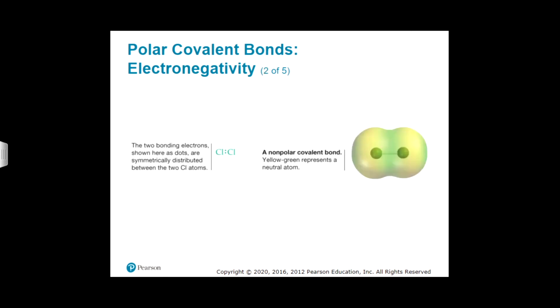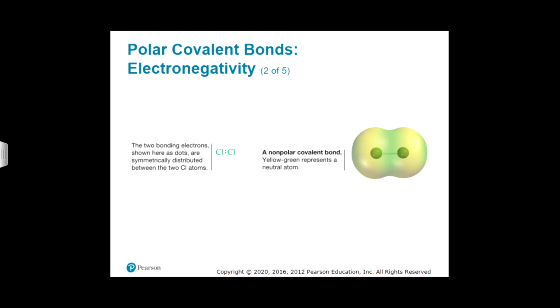One way that your book uses to represent how electrons are shared in covalent bonds is with what are called electron density maps. So these are color-coded ways of showing you where the electrons are in molecules, including whether they're more attracted to one atom or another. So a good example of a nonpolar molecule is something like chlorine, where this is a diatomic element, so it consists of two chlorine atoms bonded together.